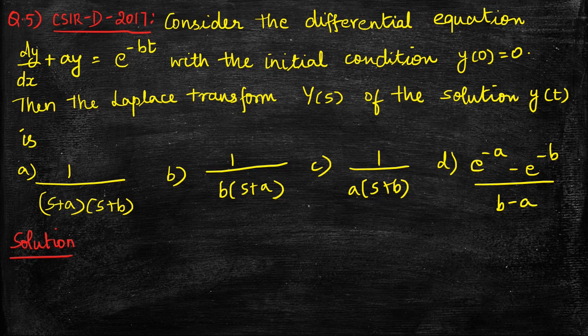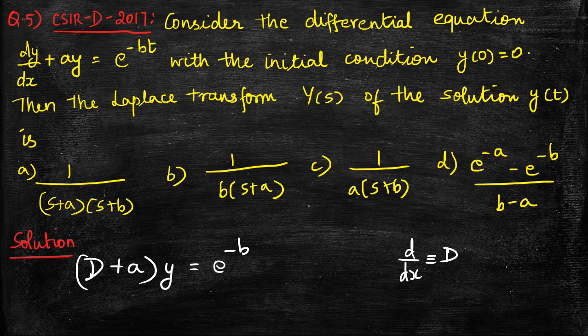So let us solve this. If you see, this is a differential equation. So just check my Laplace properties, where for a differential equation we have a different kind of formula for solving. So here dy by dx, I'm going to write it as D plus a into y, where d by dx is D. This is equal to e power minus bt. And what is the condition given? The initial condition here is y of 0 is equal to 0. This is going to help us to solve our problem.